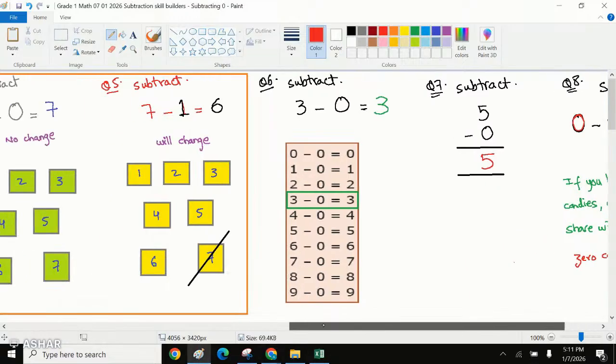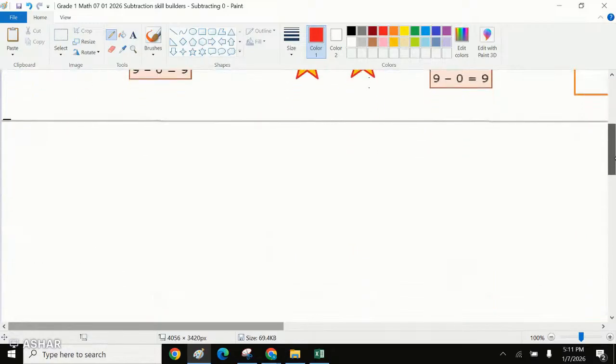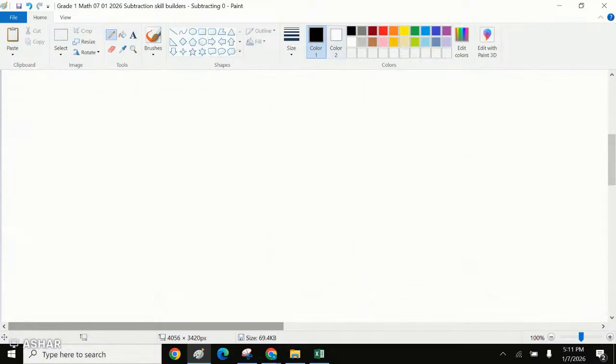That would be question number 9. Okay. We look at question number 9 and it says subtract 2 minus 0. Okay. Let's suppose I have 2 pencils, right? And I did not use or I did not sharpen any pencil. I did not use any pencil. So how many pencils will I have?